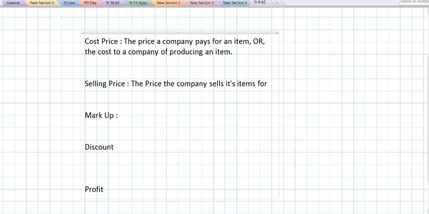Once again, give your own definition a shot. Don't look at mine, write your own.